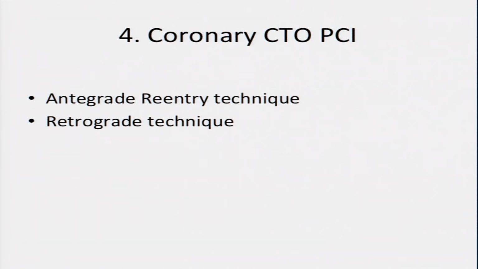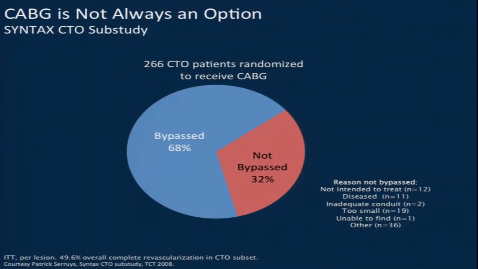The fourth thing I would like you to know about is coronary CTO PCI. CTO is becoming more and more relevant nowadays. When we do a cath, almost 20% of our patients have coronary CTO in some artery. And that's one of the commonest reasons for us to send them for bypass surgery.